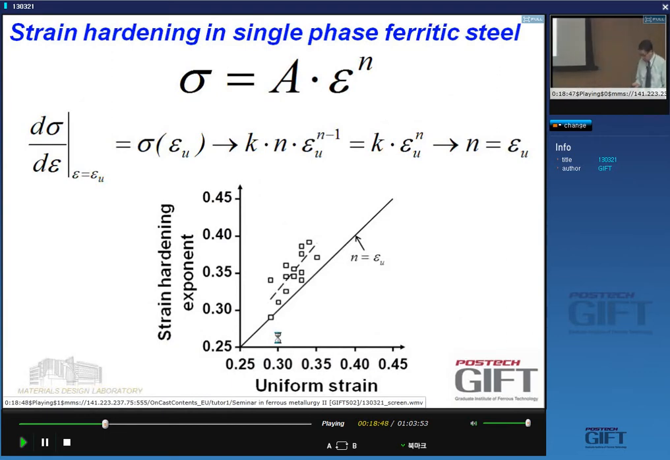Okay, so materials mechanics 101: the stress strain curve of a material can be written as a Hollomon power law, yes? And you know that if you take the derivative of this, you can show that this exponent should be equal to the uniform elongation. And if you work this out for low carbon steel, you see that this is more or less okay, yes?